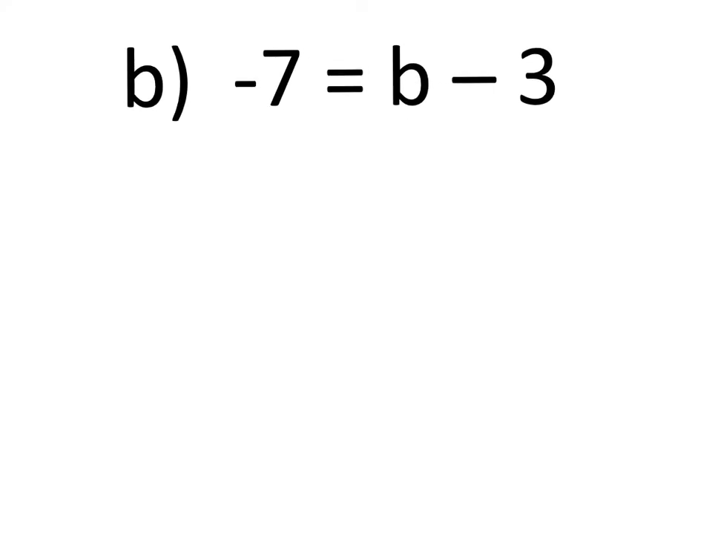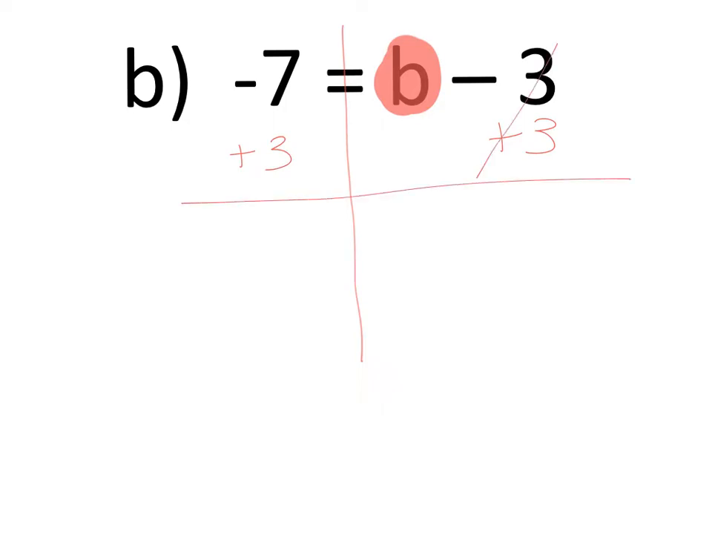Okay, same thing. Just draw your wall. I don't care what side the variable is on. It doesn't matter. You are going to isolate that guy. So you're going to get that guy all by himself. So to undo this negative 3 right here, we're going to do the opposite of it, and we're going to add 3 to both sides. So those cancel. Negative 7 plus 3, different signs we subtract, and we end up with negative 4.